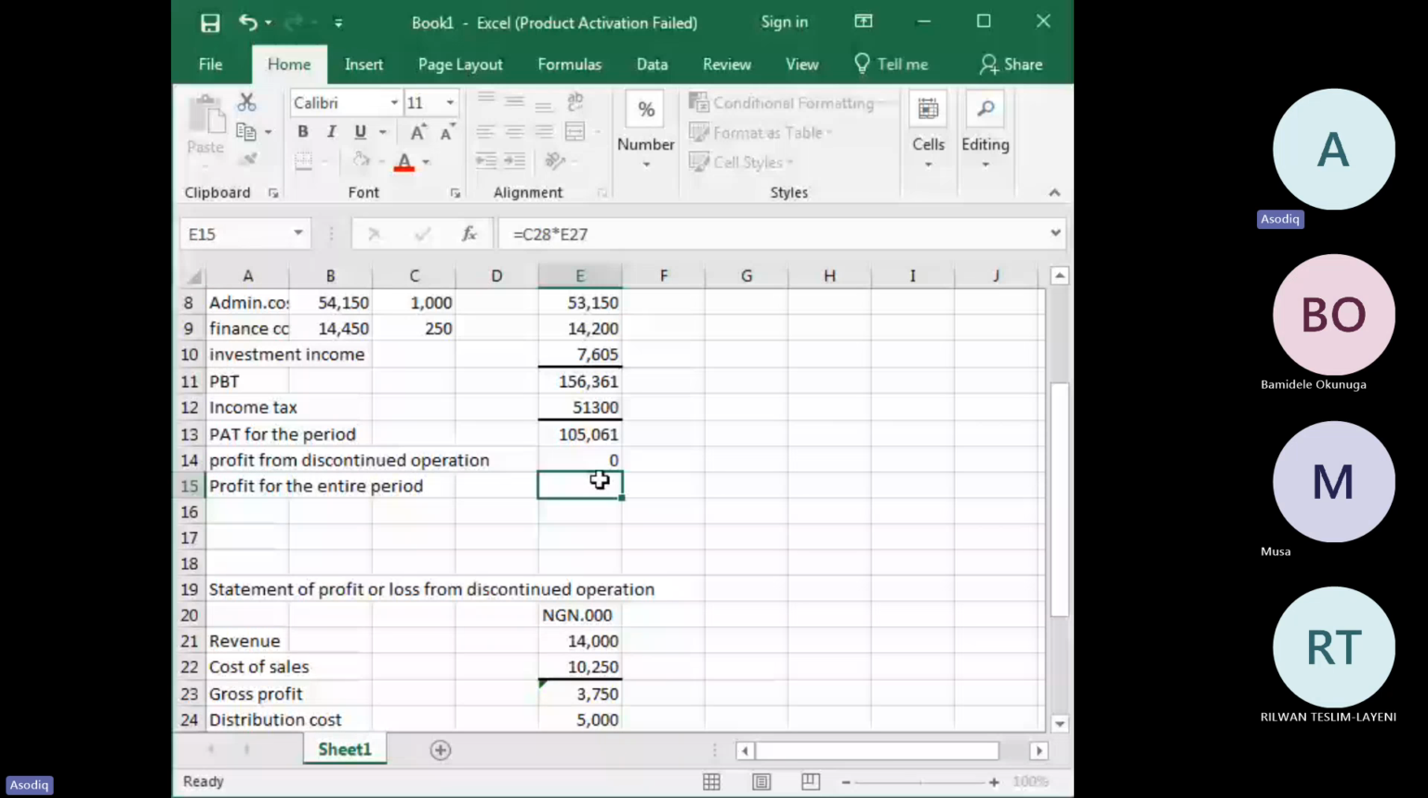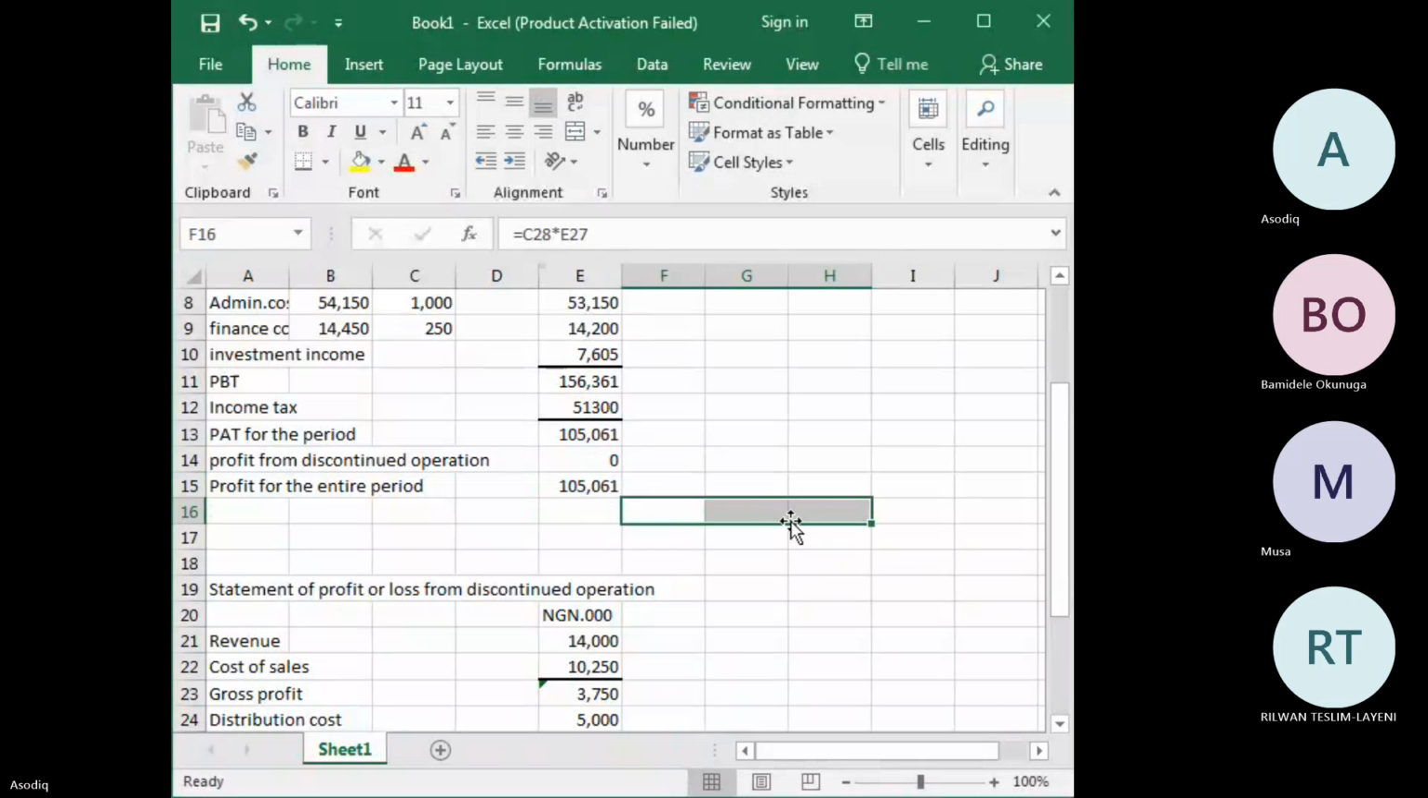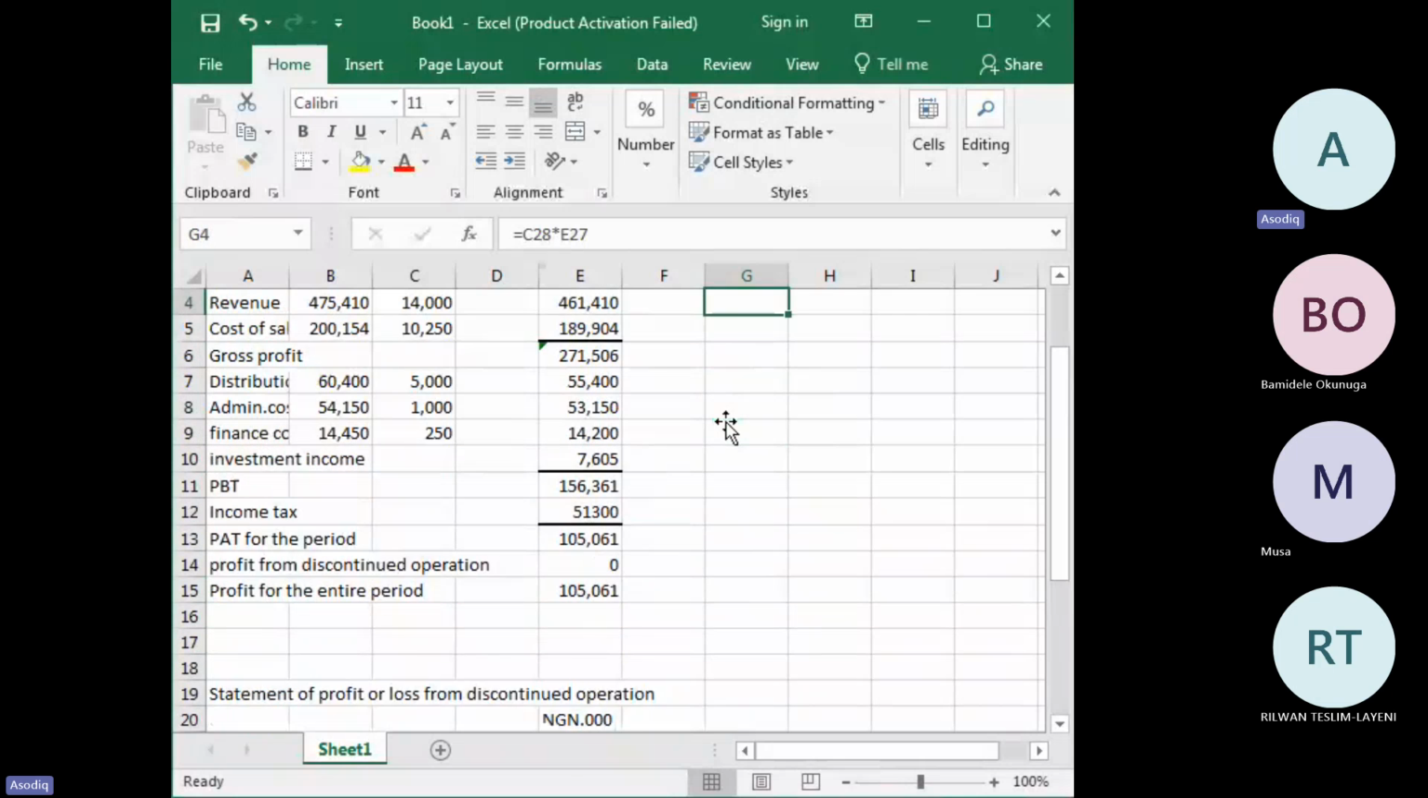So it's now your profit for the period of 2023, and the profit you have for the period plus the profit you have from the discontinued operation. That means this is what you are calculating. So in your redrafted financial statement, this is how you are going to prepare your account. Any question?